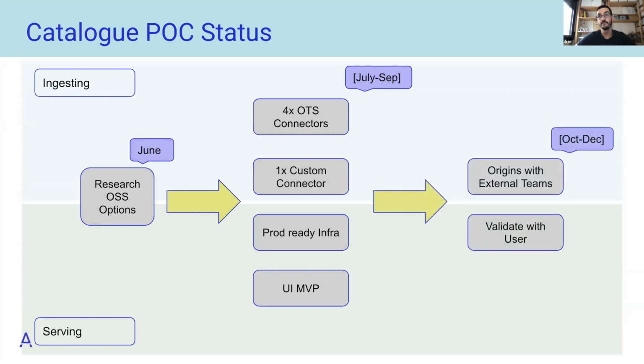So now what we will do until the end of the year is try to get more data origins, as we call, with external teams. So set up more connections from different marketplaces, so more Redshifts, more Athenas, more Glues, maybe a Snowflake, maybe something else, and do some kind of user research.